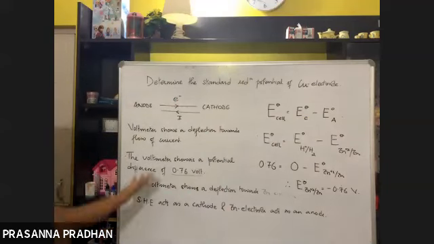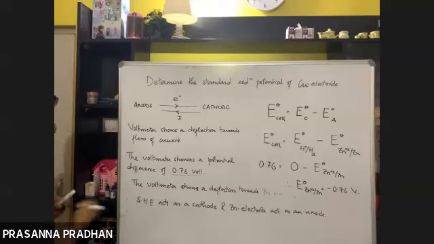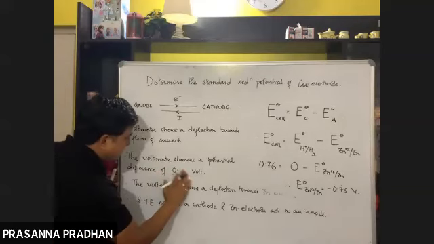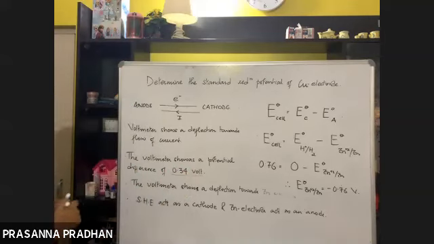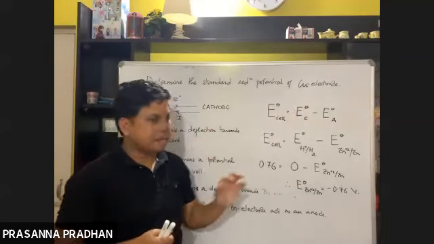Again, same thing. Here, just two values need to be remembered. The voltmeter shows a potential difference of now, not 0.76, 0.34 volt. I'm talking about copper electrode now, and the diagram will be the same.